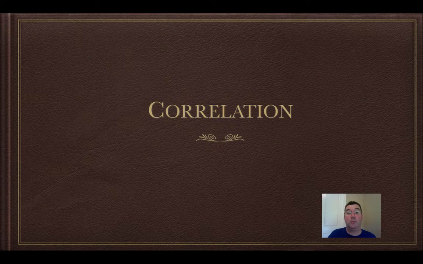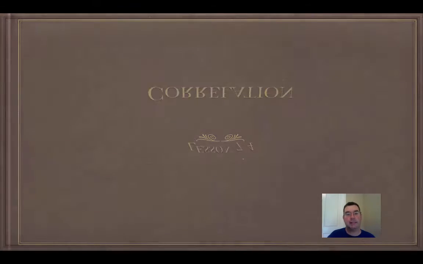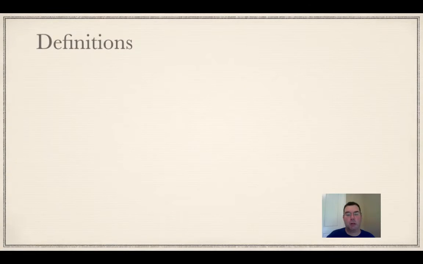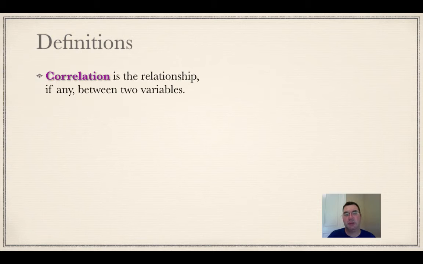Hello again. We're going to move on and talk about something called correlation. This is lesson 7.4, so let's get started. We're going to talk about what correlation is. Correlation is just the relationship, if any, between two variables.